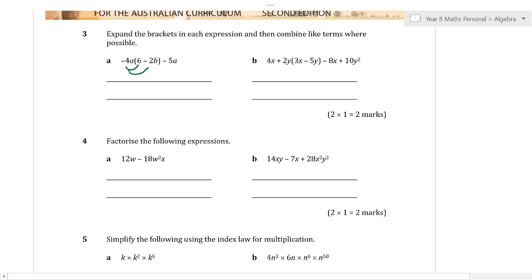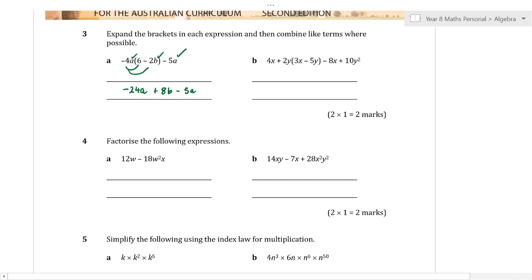We've got minus 4a times 6. So 4 times 6 is 24. The a didn't go anywhere, and a negative times a positive is a negative. So that's negative 24a. And negative times negative is a positive. 4 times 2 is 8. So that's going to be plus 8. And guess what? These a's and b's didn't go anywhere. And now, at the end, don't forget we have a negative 5a.